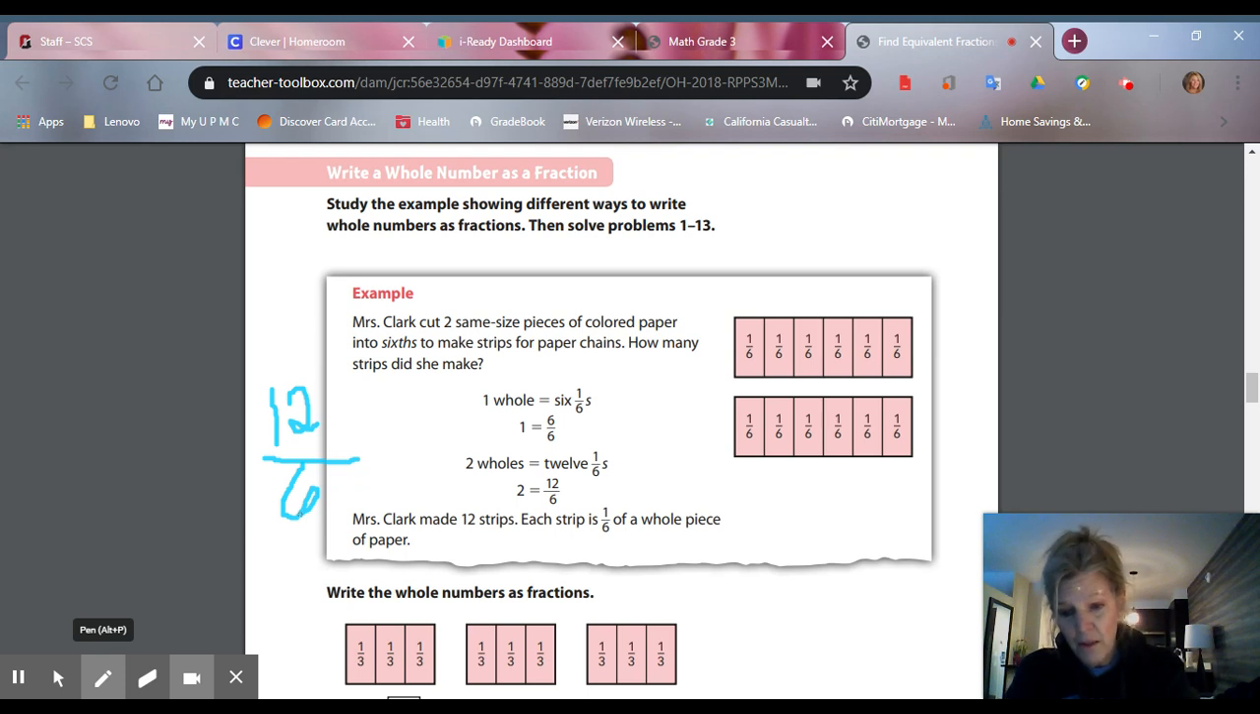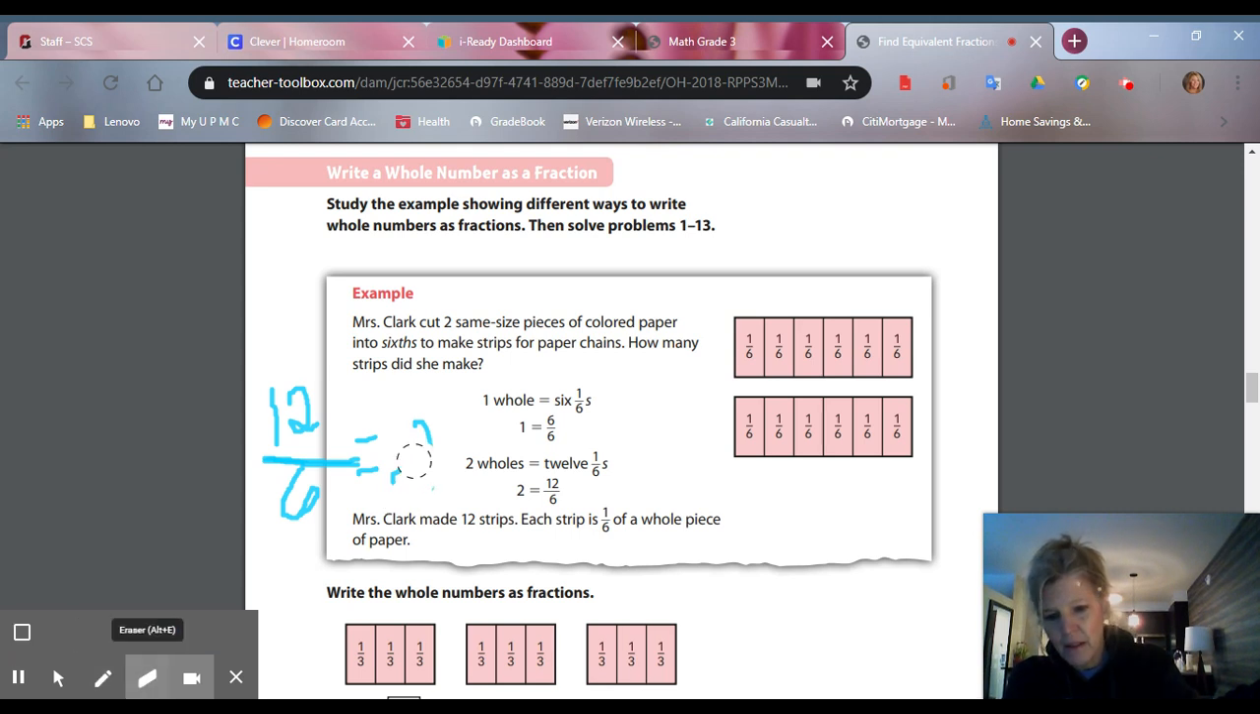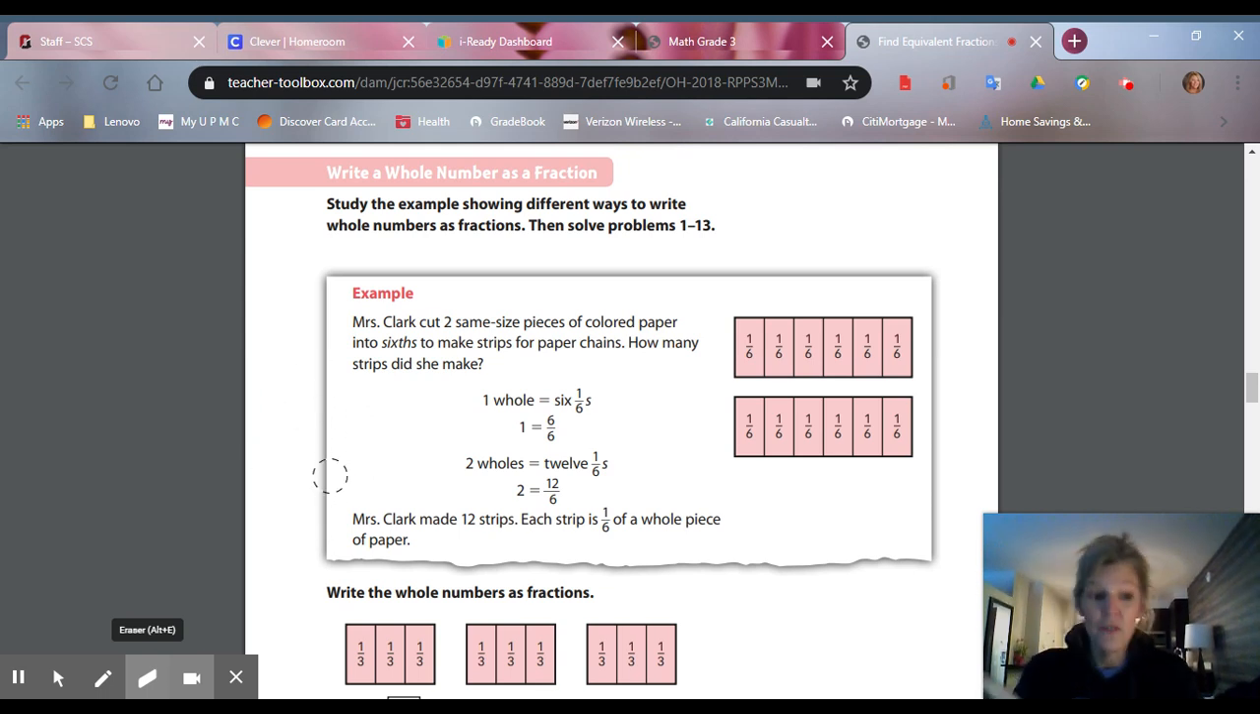You can do 12 divided by 6. 12 divided by 6 equals 2, because 6 times 2 is 12. So 12 sixths is the same as 2 wholes. It makes it a little bit easier if you have your multiplication division chart out, or it makes it much easier if you know your facts or have a calculator around.